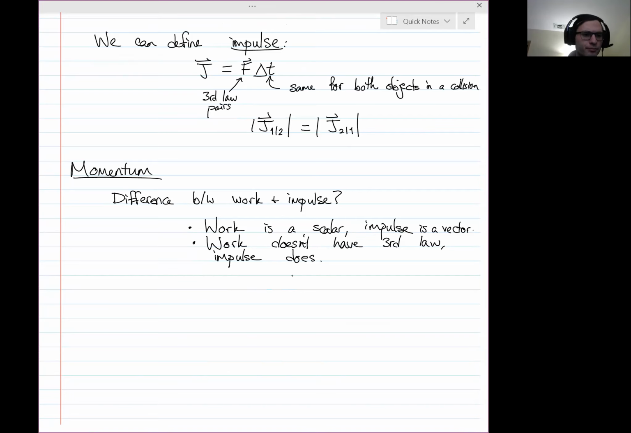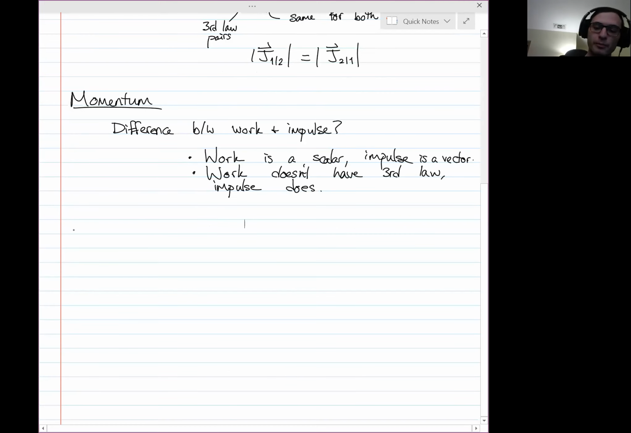So why do we care about impulse? And how do we use this? It turns out that just like how work can tell us about mechanical energy, the energy associated with potential energy or kinetic energies, impulse can tell us about mechanical something. And we'll figure out what that is. But let me give a quick example.